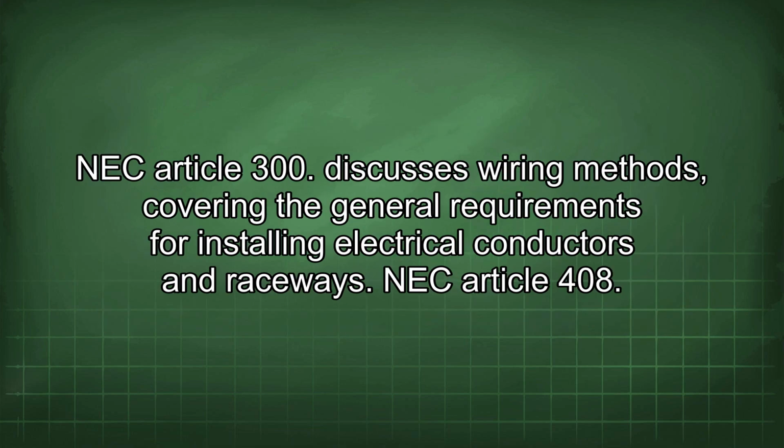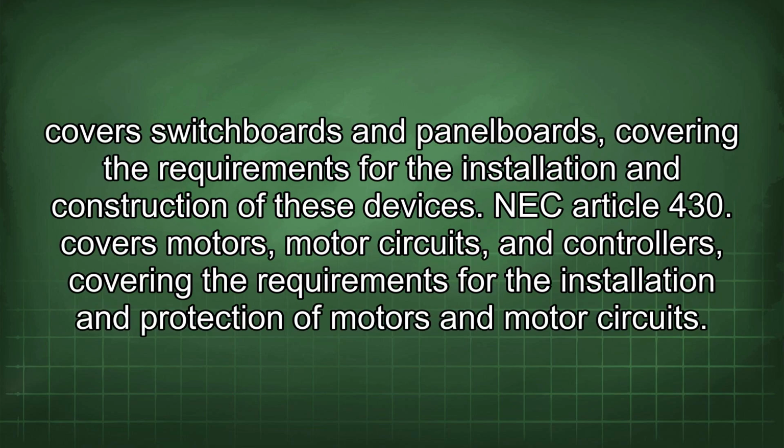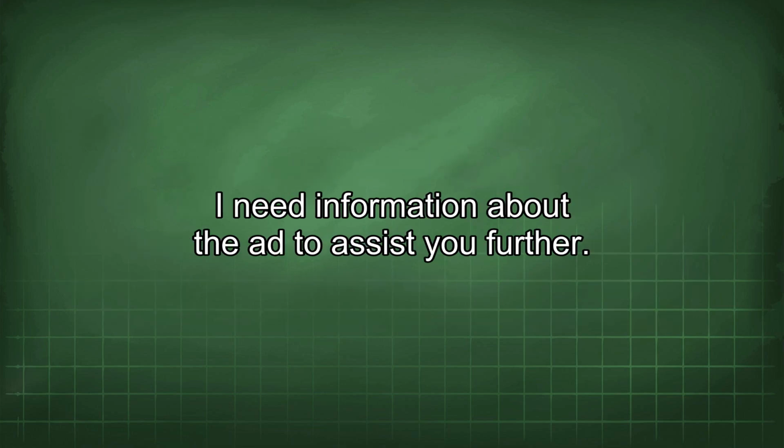NEC Article 300 discusses wiring methods, covering the general requirements for installing electrical conductors and raceways. NEC Article 408 covers switchboards and panelboards, covering the requirements for the installation and construction of these devices. NEC Article 430 covers motors, motor circuits, and controllers, covering the requirements for the installation and protection of motors and motor circuits. I need information about the ad to assist you further.